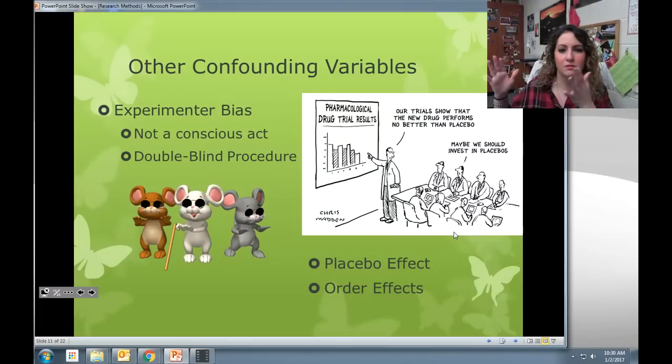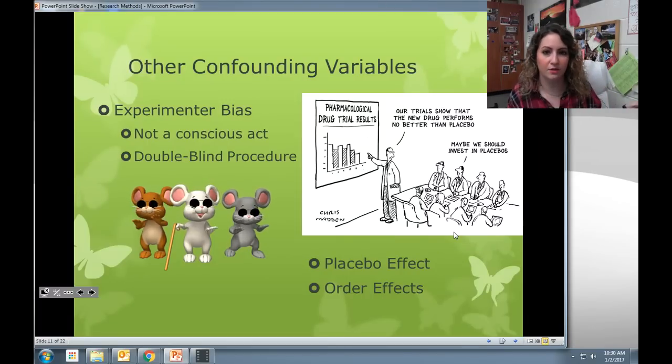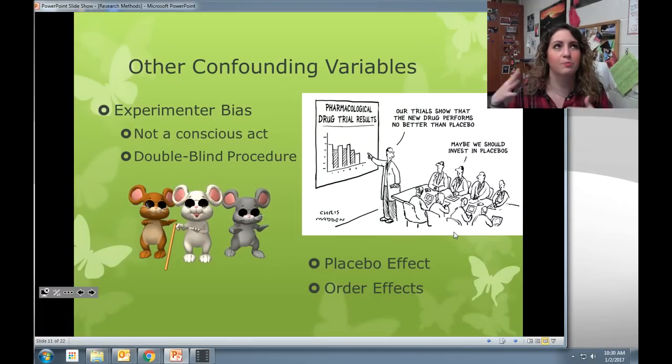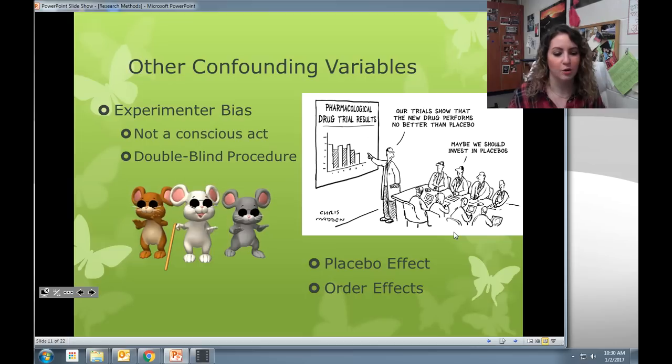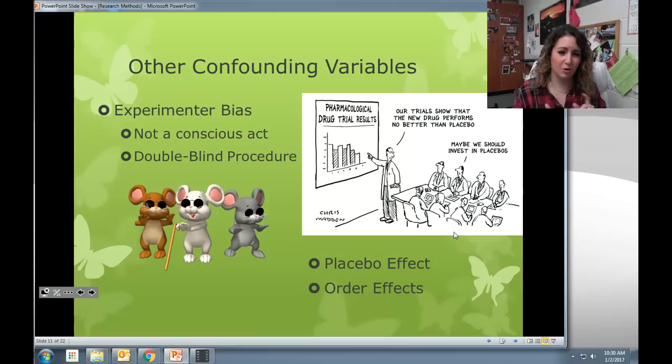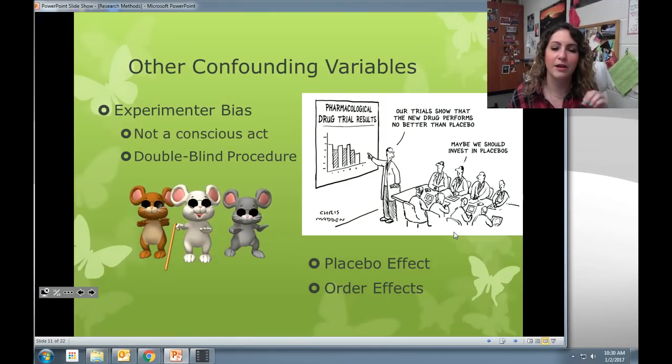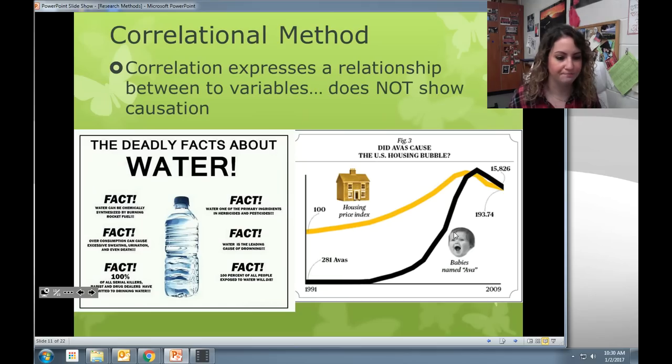You might remember the zoo animals a little bit more than the farm animals, just because I put you in the order of things, made you remember just animals to begin with. So that's a confounding variable in itself. So we try to get rid of the order, change up the order that you do things, or the placebo effect. You got to watch out for that, or you make sure there's no experimental bias with a double-blind procedure.